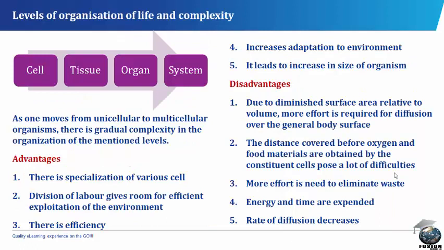There are different levels of organization of life and complexity, and it is as follows: the cell, the tissue, the organ, and the system. As one moves from unicellular to multicellular organisms, there is gradual complexity in the organization of the various levels. First, the cell. The cell is the smallest unit of life. It is the first part of organization, or it could be called the first level of organization of life and complexity.